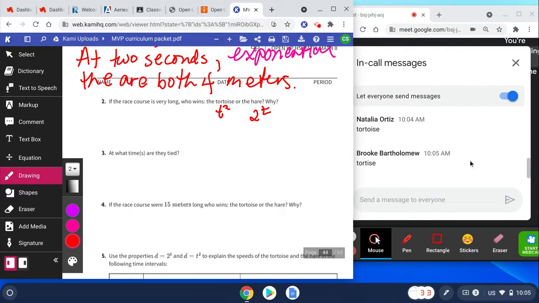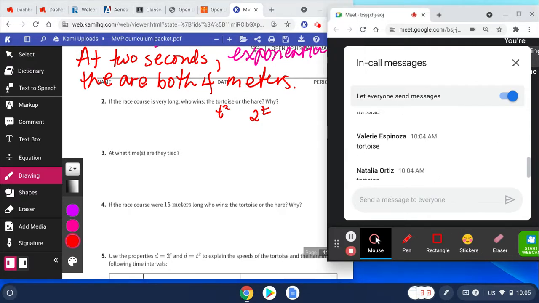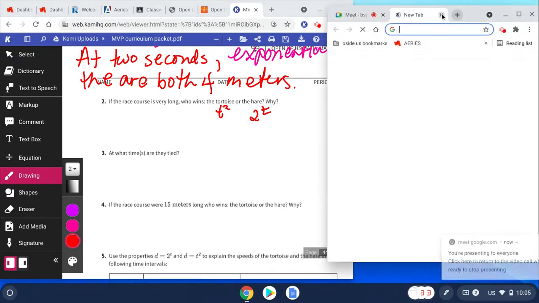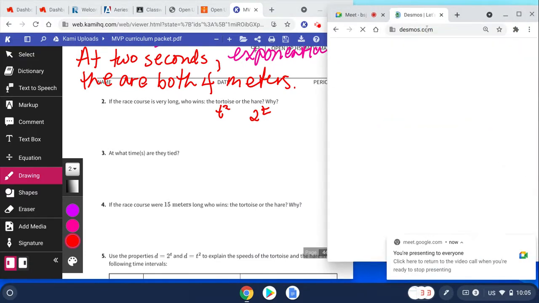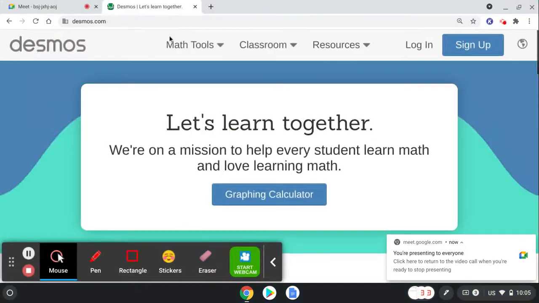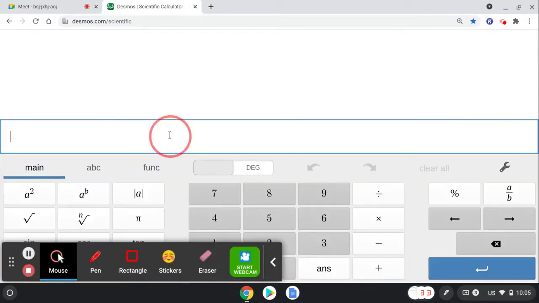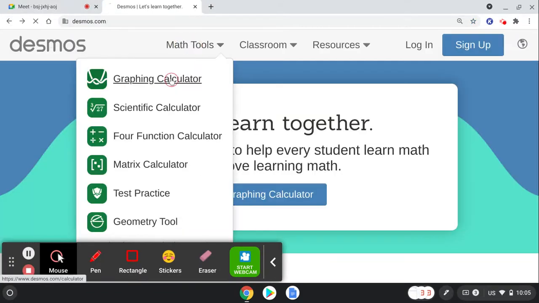All right, we've got a lot of votes for the tortoise. Nobody's going for the hare. Nobody thinks the faster hare is going to win. Okay, let's actually take a peek at the graph overall and see who's right. You guys do not need to pull up Desmos. I'm going to pull it up for you, and I'm going to put the little graph into there.